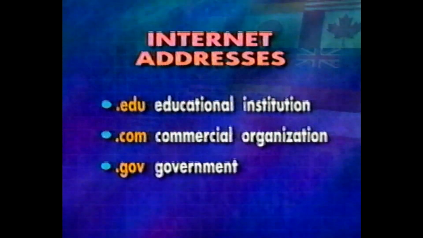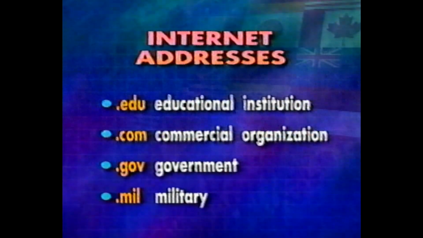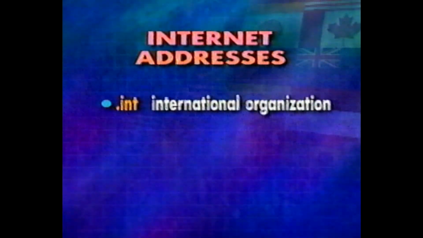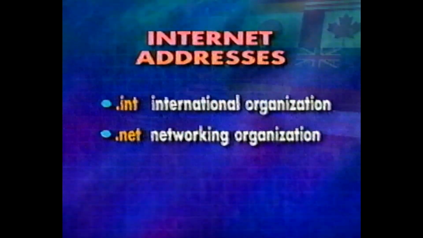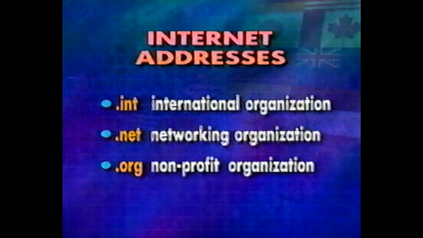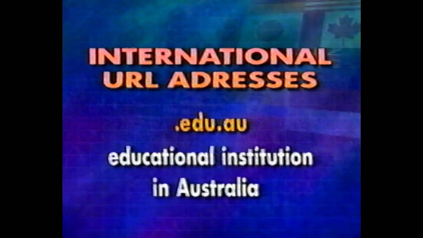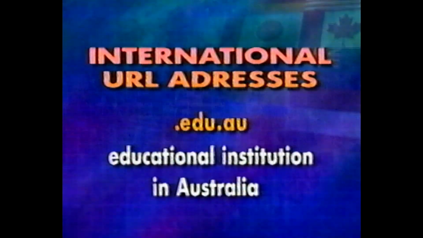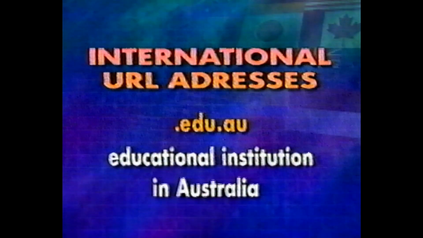A .com would indicate a commercial organization. .gov, government. .mil, military. .int, international organization. .net, networking organization. And .org, nonprofit organization. There are many international names as well. An AU added to the end of a URL address would indicate an educational institution located in Australia.